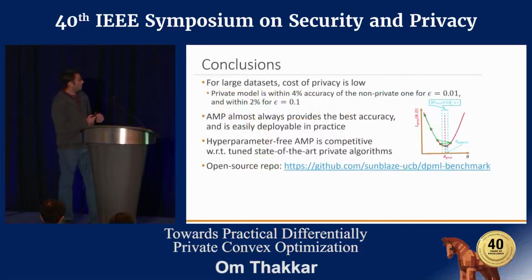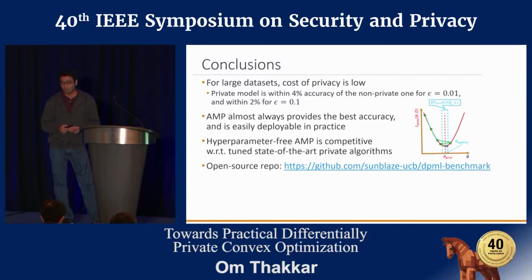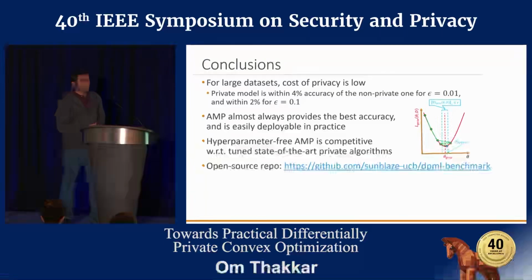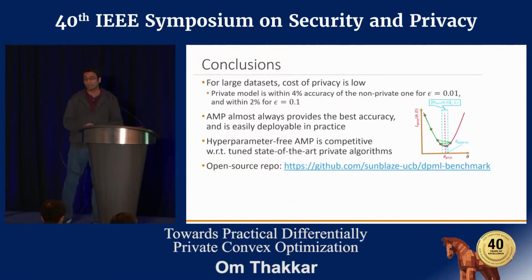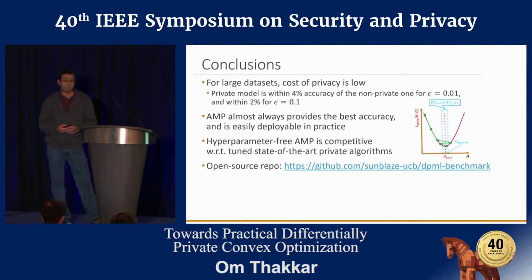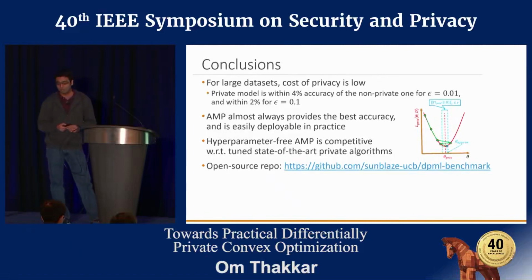So I'd like to conclude by giving a summary. One observation in our study that we show through our experiments is that if you have a large data set, the cost of privacy is very low. We also see that AMP almost always provides the best accuracy, and it is designed to be easily deployable in practice. In addition to this, it also has a hyperparameter-free variant, which is end-to-end differentially private, and it is competitive with the tuned versions of the state-of-the-art algorithms.